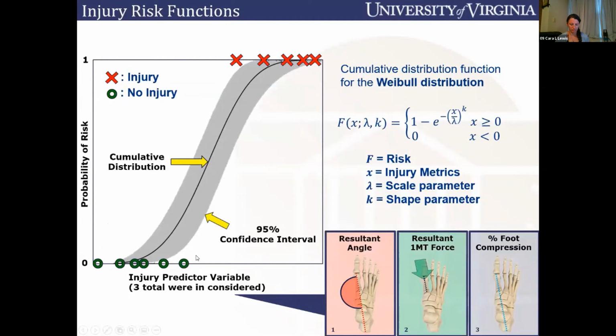And these values were fitted using survival analysis with Weibull distribution. Y-axis here is the risk of injury from 0 to 1. X-axis is the predictor variable. The black line and the shaded area are the fitted injury risk function and 95% confidence interval. We chose 3 measurable variables for injury risk functions development. They are the resultant bending angle of the foot, the resultant force along the first metatarsal, and the compression percentage of the foot.